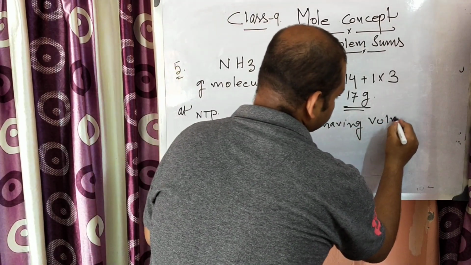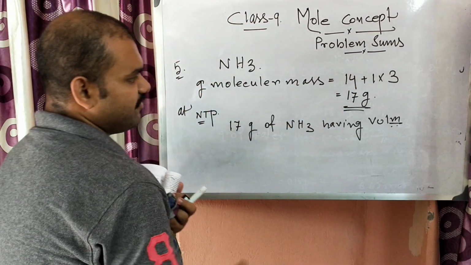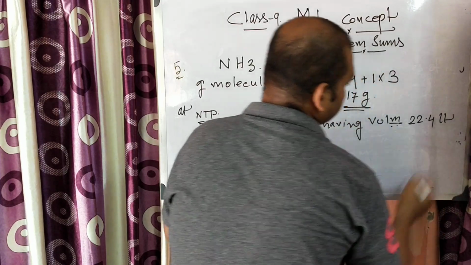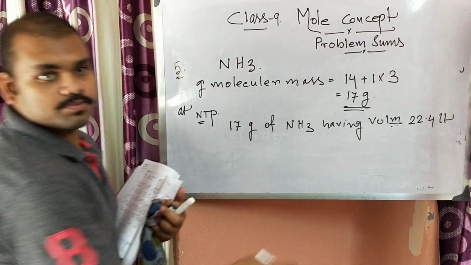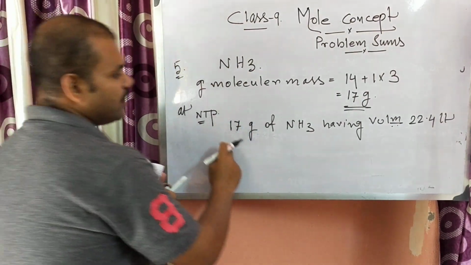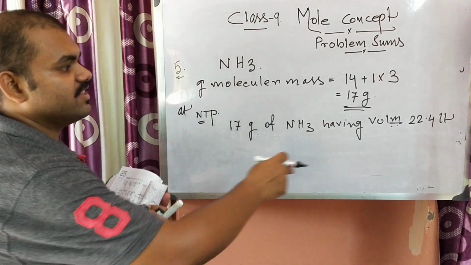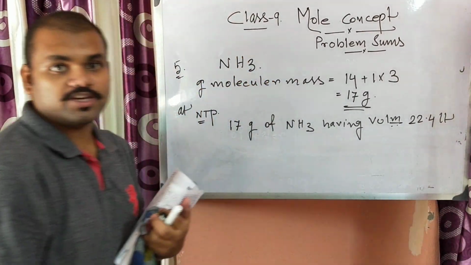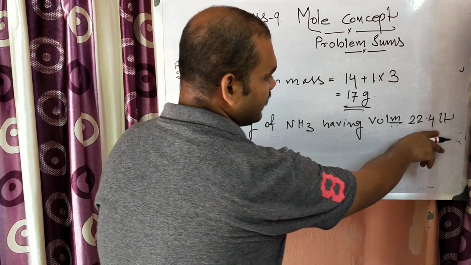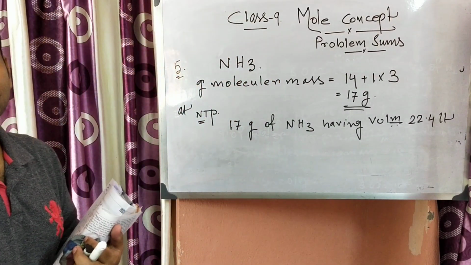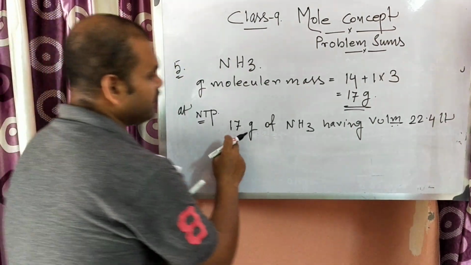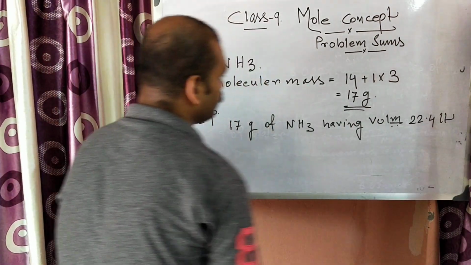volume 22.4 liter, because this is the molar volume. At NTP the gram molecular mass of any gas has the volume of its molar volume, that is 22.4 liter. Or the 22.4 liter of any gas at NTP has the mass of its gram molecular mass. So 17 gram has the volume of 22.4 liter.